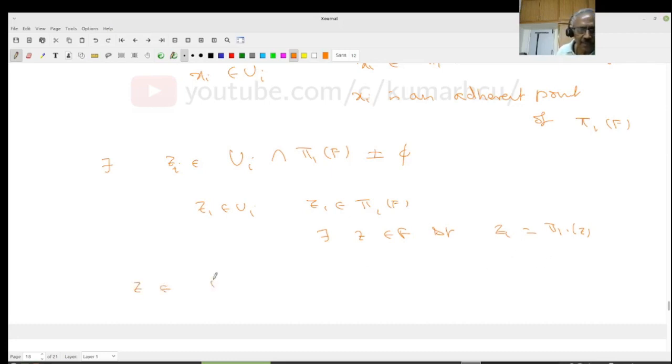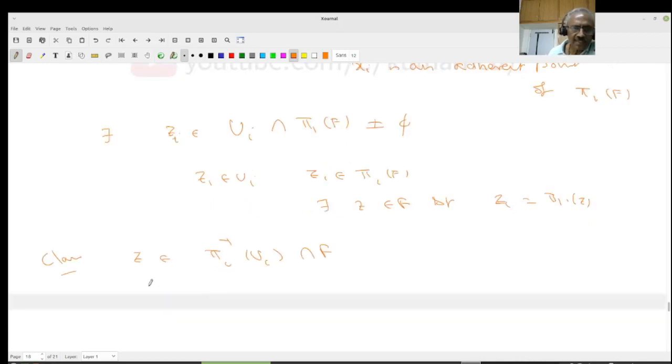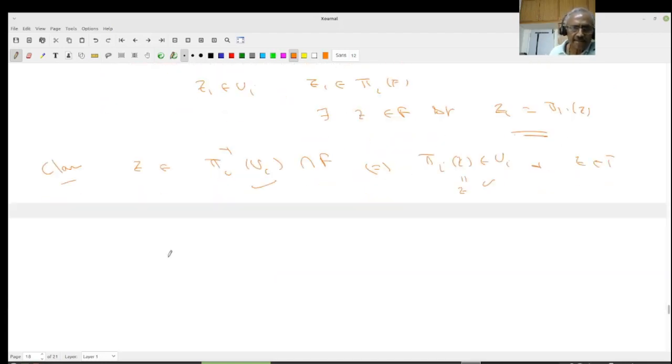Right? Now, is it clear? Now I claim z belongs to pi_i inverse of U_i intersection F. So, claim. Okay. Why does that follow? It follows because z belongs to this if and only if pi_i of z must be in U_i, which is z_i. That is clear. And z must be in F. That was by choice. Therefore, this is correct. Therefore, what have I concluded? So, pi_i inverse of U_i intersection F is not empty for every F.